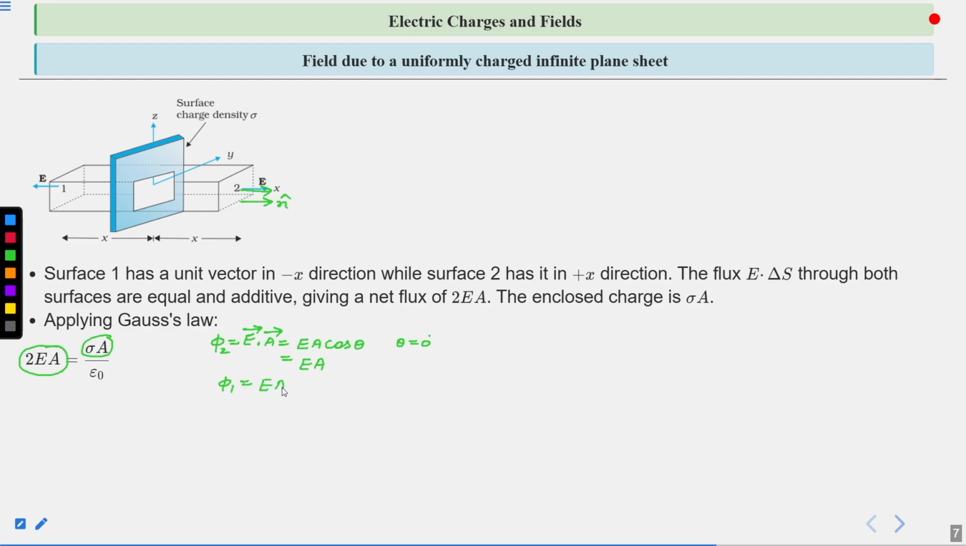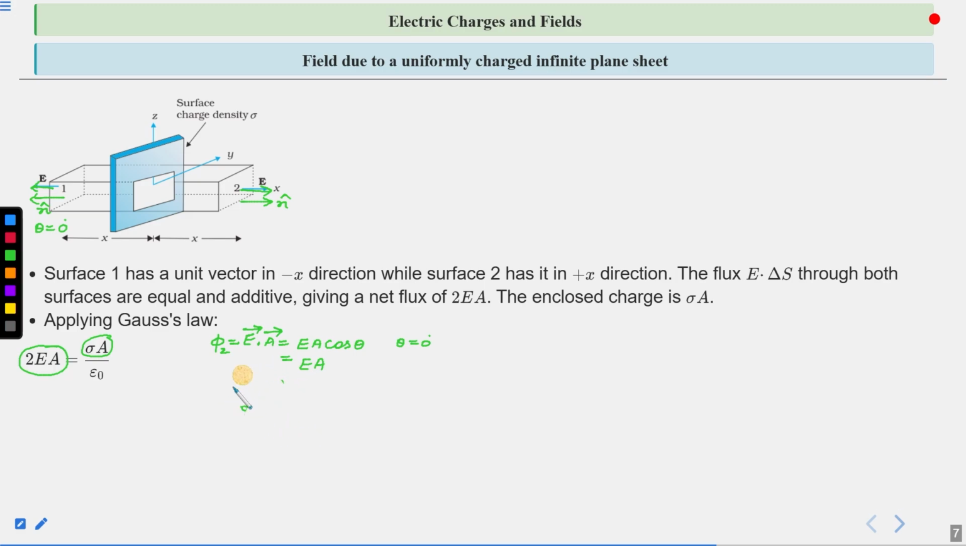Why? Because the direction of electric field and the direction of area vector are both parallel, so theta is equal to 0 degrees. Again here theta is equal to 0 degrees. So the flux through face first is EA. So the net flux is phi 1 plus phi 2. So it will be what? 2EA. Clear? So this is the net flux.